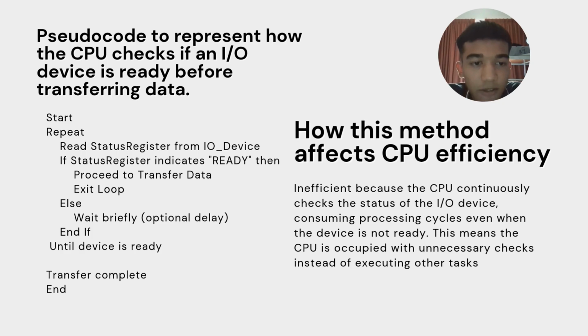efficiency. Inefficient because the CPU continuously checks the status of the I/O device, consuming processing cycles even when the device is not ready. This means the CPU is occupied with unnecessary checks instead of executing other tasks.